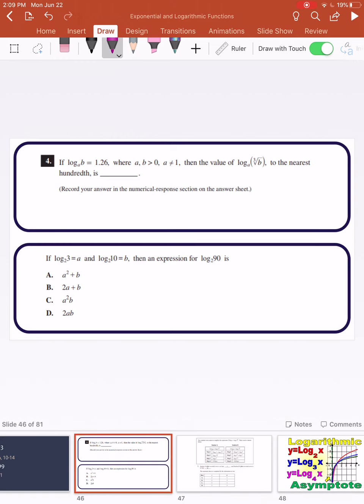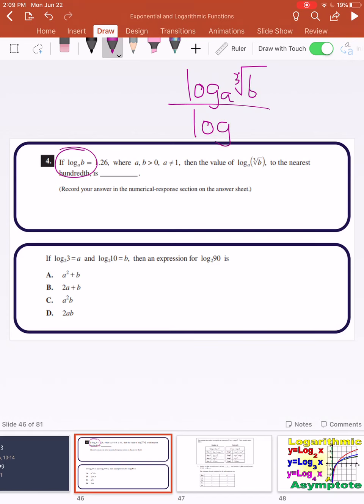Okay, so for numeric response 4, it says if log AB equals 1.26, then what is the value of log A cube root B? So the first thing I would do is look at this and ask myself, is there a way that I can use log laws to make this look like this? Because they're really close, it's just that the cube root is in the way.